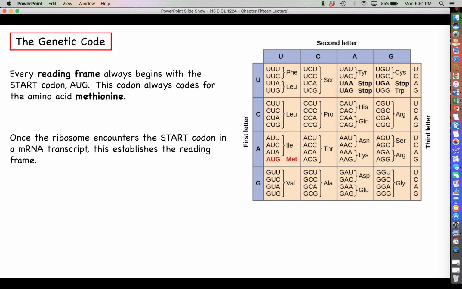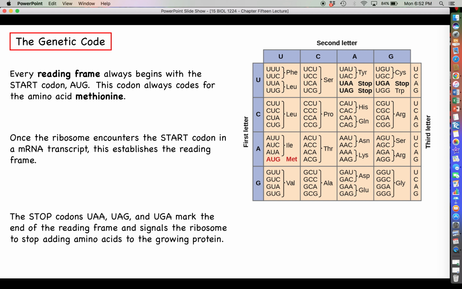Once the ribosome encounters the start codon in an mRNA transcript, this establishes the reading frame. This sets the reading frame and tells the ribosome, this is where you start building your protein. You don't start building the protein 1 base before or 1 base after. You start building it right here. And then, of course, we have our 3 stop codons: UAA, UAG, and UGA. They mark the end of the reading frame and signal the ribosome to stop adding amino acids to the growing protein, because we are done. You don't need to add any more amino acids. This is the end.